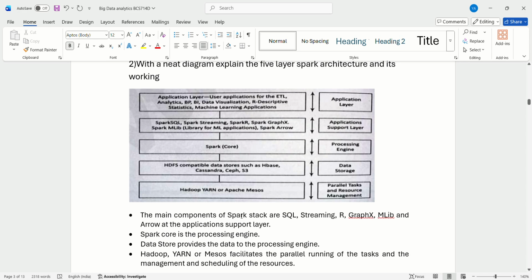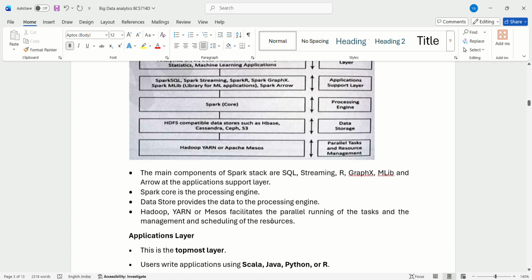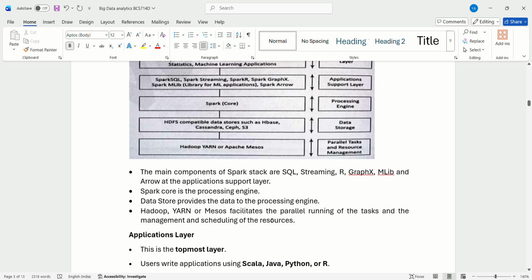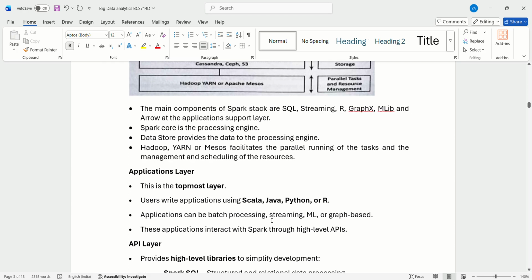The main components of the Spark stack are SQL, streaming, R, graphics, and ML libraries, and Arrow at the application support layer. Spark Core is the processing engine. Data storage provides the data to the processing engine. Hadoop, YARN, and Mesos facilitate the parallel running of the tasks and the management and scheduling of the resources. Application layer, this is the topmost layer, and the user will write the applications using Scala, Java, Python, or R.